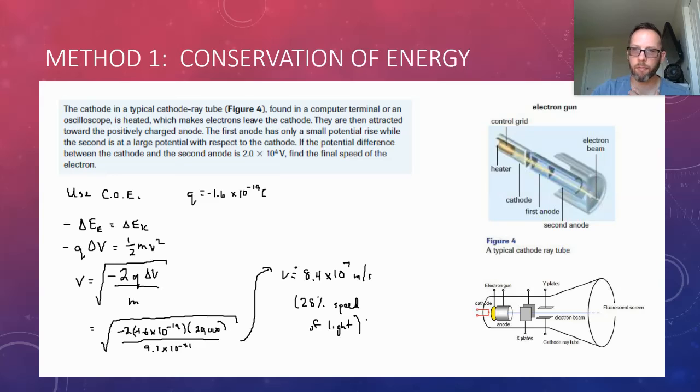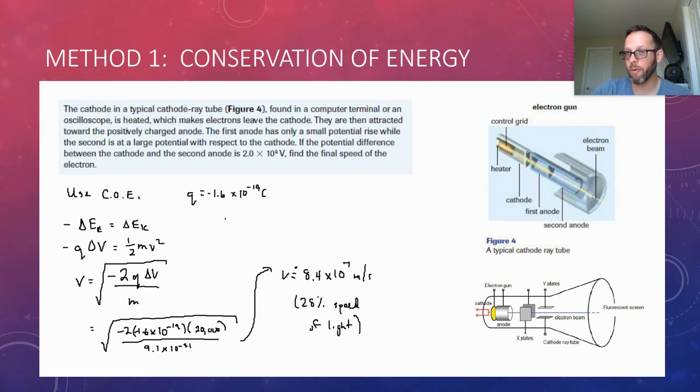Now, later on, when we talk about relativity theory, we'll actually learn that for things traveling that fast, we have to take relativity theory into account, but we're just going to ignore that for this problem. So pretty neat. We found the speed these electrons are flying out of this cathode ray tube at.